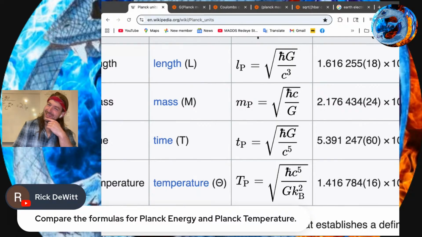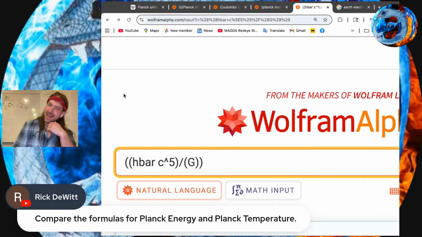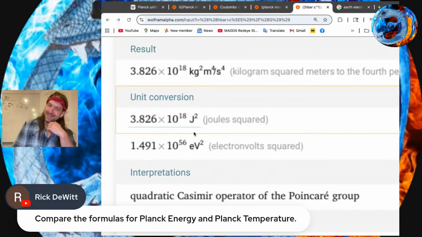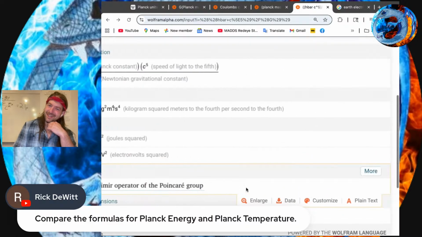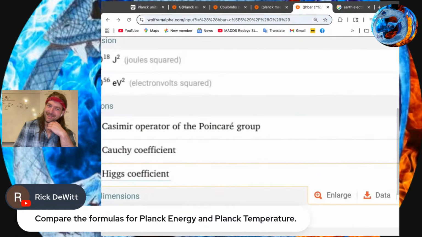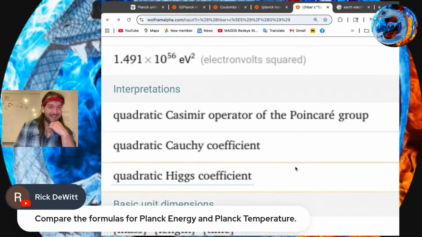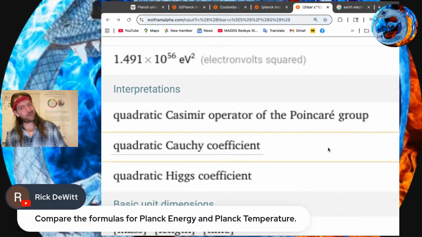Now, why is that even? Huh. So taking a step back before we go into radicals, coincidentally, this has a known interpretation. These units, even though it's energy squared, have some interpretations. I have not spent nearly enough time on this. I literally looked at one of these for an extremely short time. Okay, quadratic Casimir operator of the Poincare group.